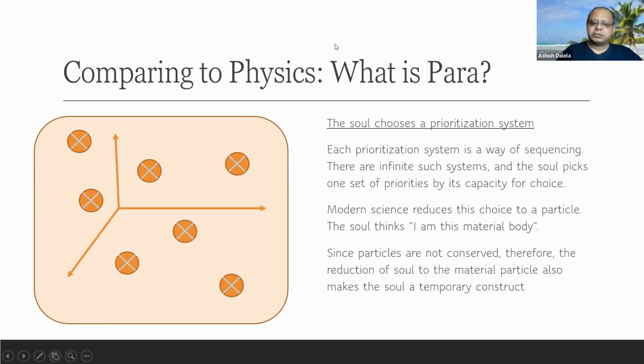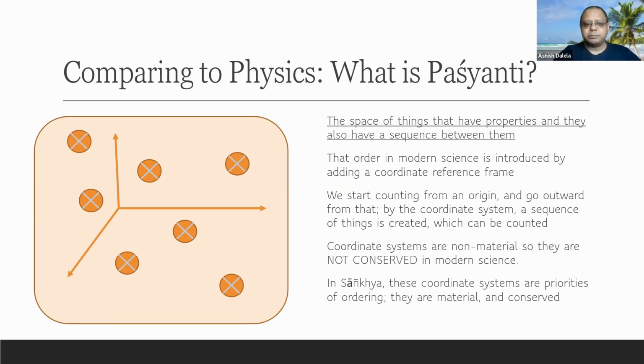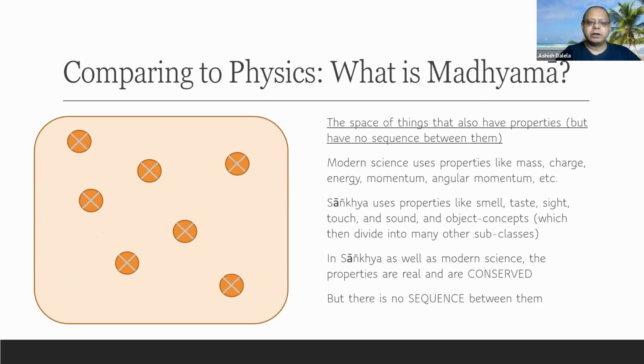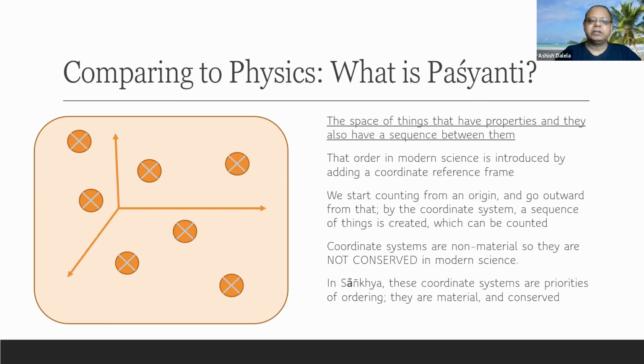Now, one more thing. We got particles with properties, but there is no sequence between them. There is no order between them. It's just a space. You don't know which one is first, which one is second, and so on. That comes in when you inject a coordinate system into the space, right?